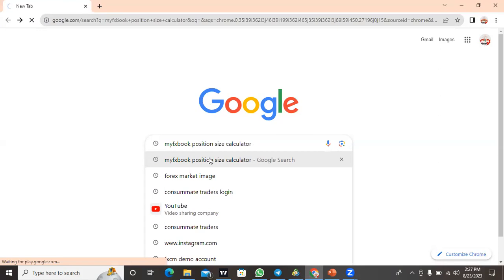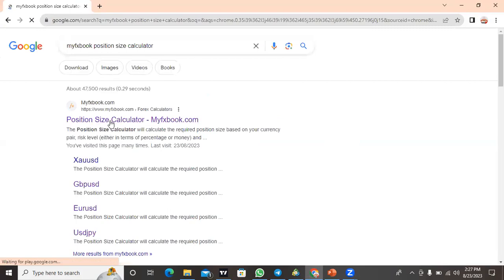All right. Okay, this is the position size calculator. You click open, click on it. Let's wait for it to load. All right.